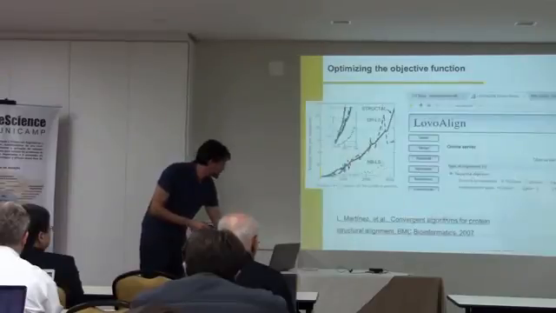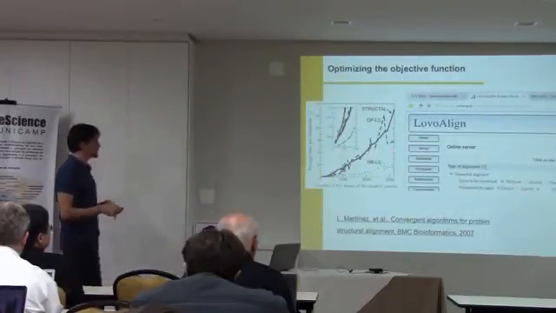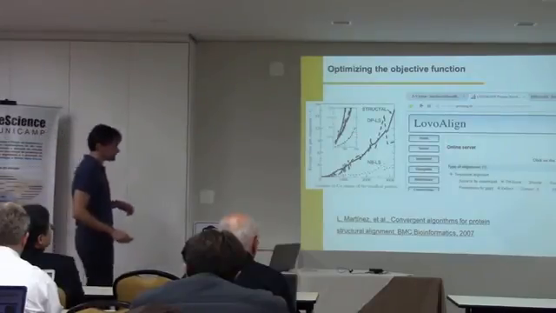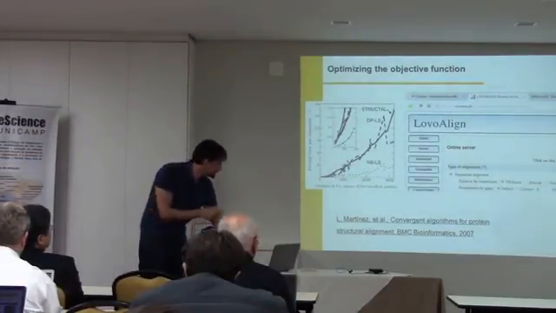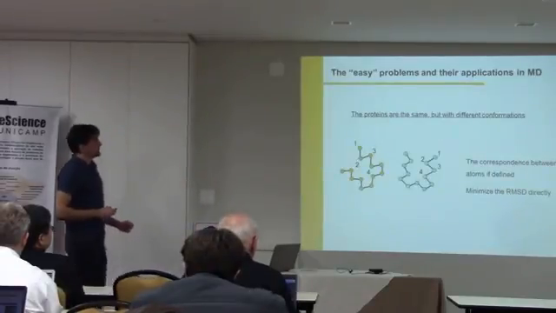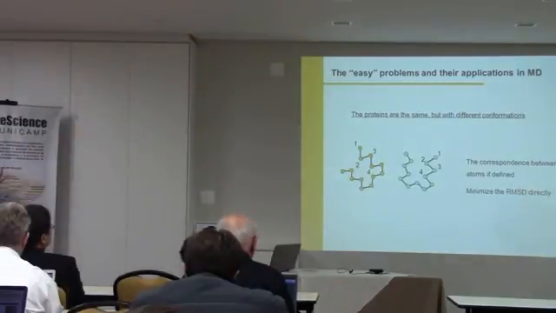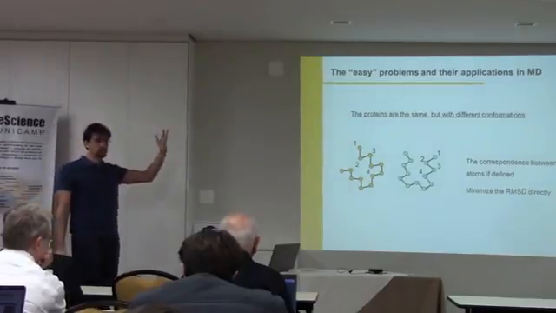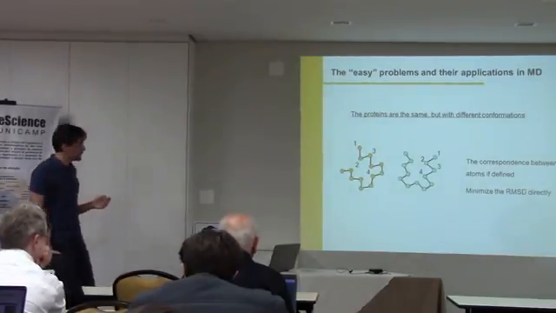I won't enter into details, but these methods are nice and practical, and they are fast, work well, and the methods are already published, and there is a server available, and so on. So this is the general structural alignment problem thought of as a concurrent value optimization problem.